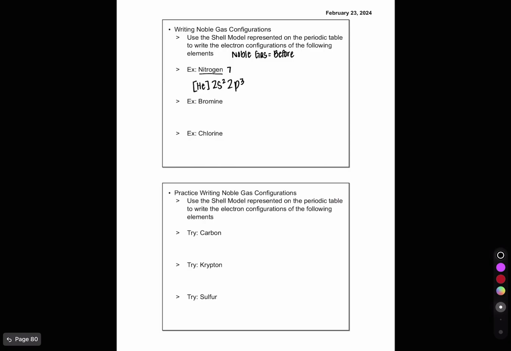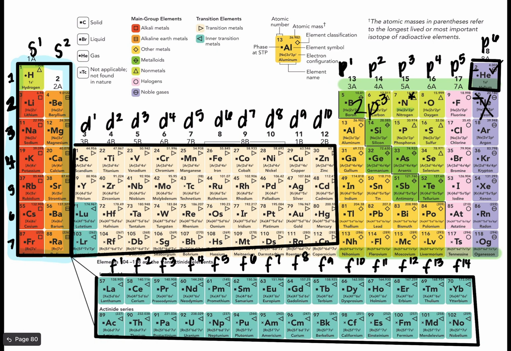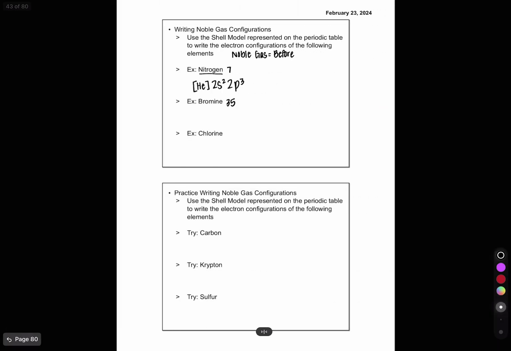Let's try a bigger element like bromine. Bromine is element number 35. So I need a noble gas that comes before element 35. So bromine is located right here, element 35. Krypton is element 36. Since that doesn't come before 35, this is not the noble gas I want to work with. The noble gas that comes before element 35 is element 18, argon. So I'm going to start bromine's noble gas configuration by abbreviating argon. And I'm only going to write what comes after argon.